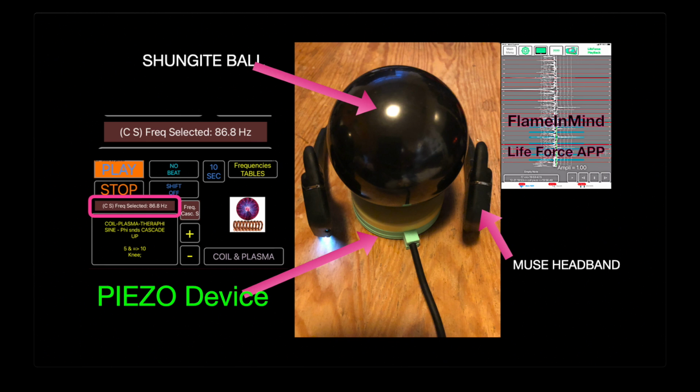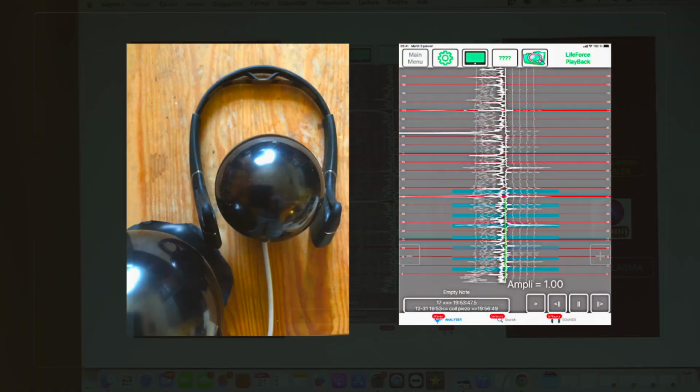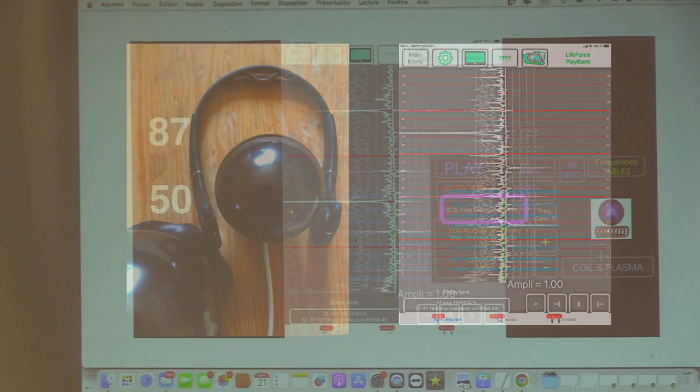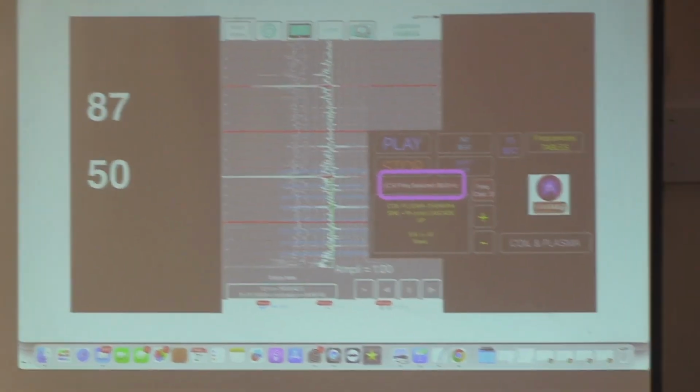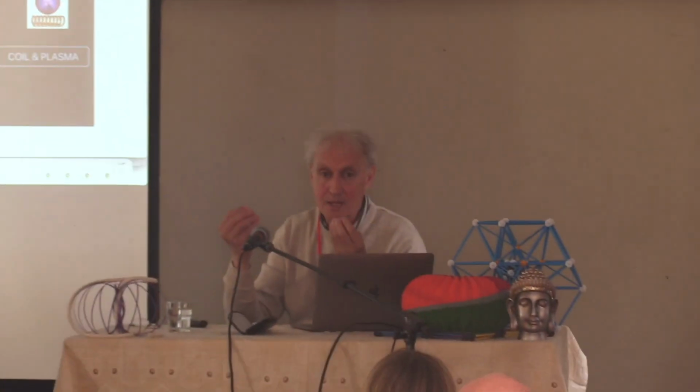And we have made an experiment with the Muse headset to measure what's coming out of the shungite ball. And it's amazing because when you send a fixed frequency of 85 Hertz, I chose something which is quite away from the 50 Hertz to measure. And each time I press play, the 50 Hertz will disappear and the 87 will appear. So it means that even the shungite ball is sending information to the brainwave receiver.